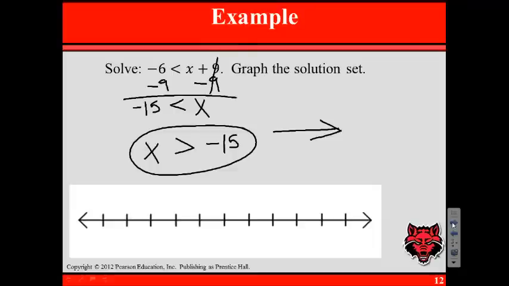And so let's put negative 15 somewhere on our graph. Why don't we call this 0 somewhere near the middle, negative 15 on the left side. We put an open circle at negative 15 because we're using greater than, not greater than or equal to. We would shade all numbers to the right of negative 15.